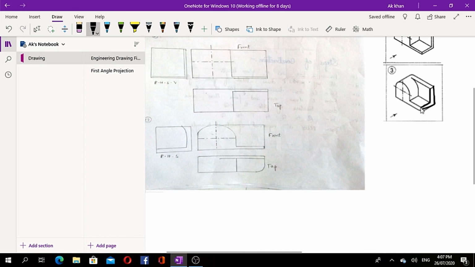These two lines, and this line would be straight. This line is the indication of this line. Okay, and now this line that is showing here would also be straight. Now here is your right hand side view, and that's all of the first angle projection I am doing today.